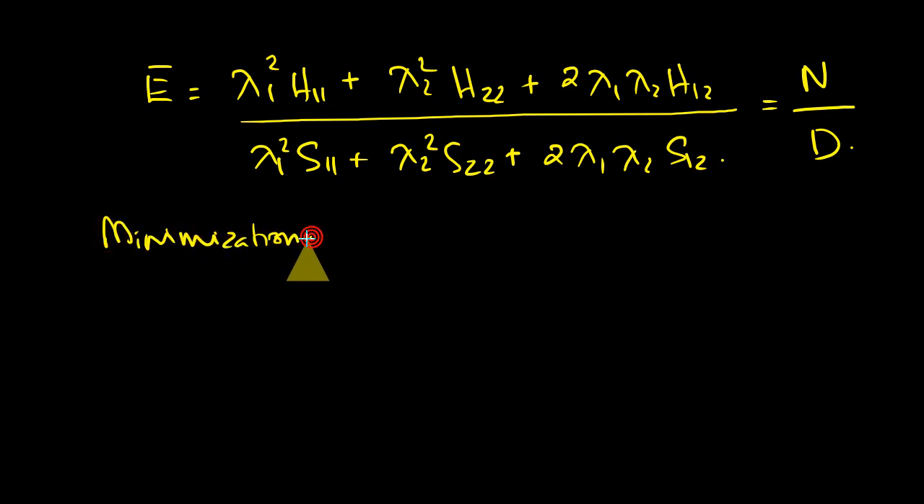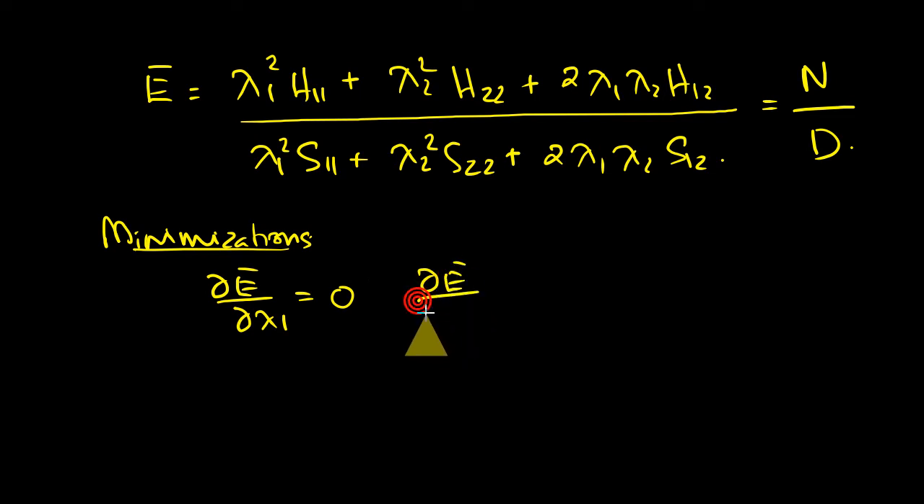So let us go for the minimization step. This expectation value should be minimized with respect to the variable parameters lambda 1 and lambda 2. It means that we have to do dou E bar by dou lambda 1 equal to 0, and dou E bar by dou lambda 2 also equal to 0. When this condition is obeyed, then lambda 1 and lambda 2 will be the optimum values of the variable parameters corresponding to the minimum expectation value. Okay, so we are going to do that.